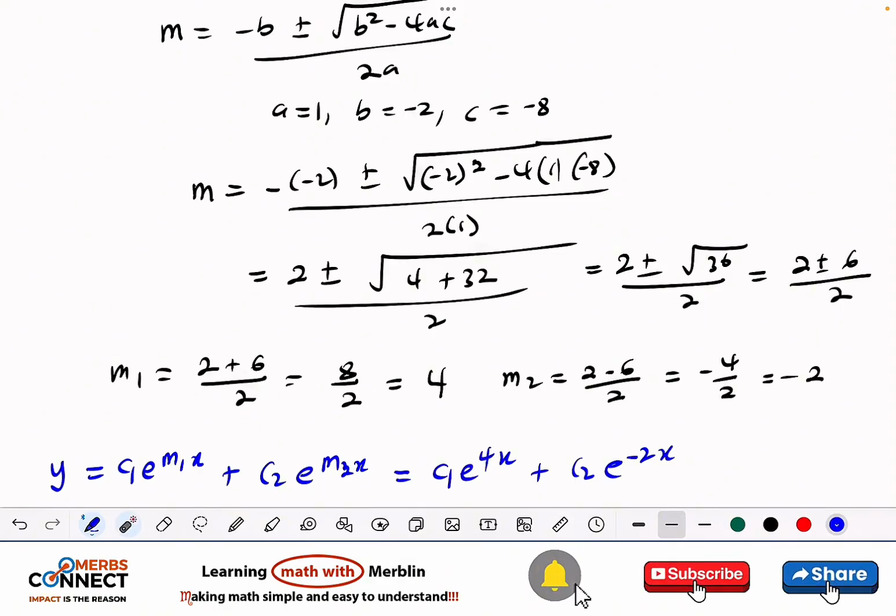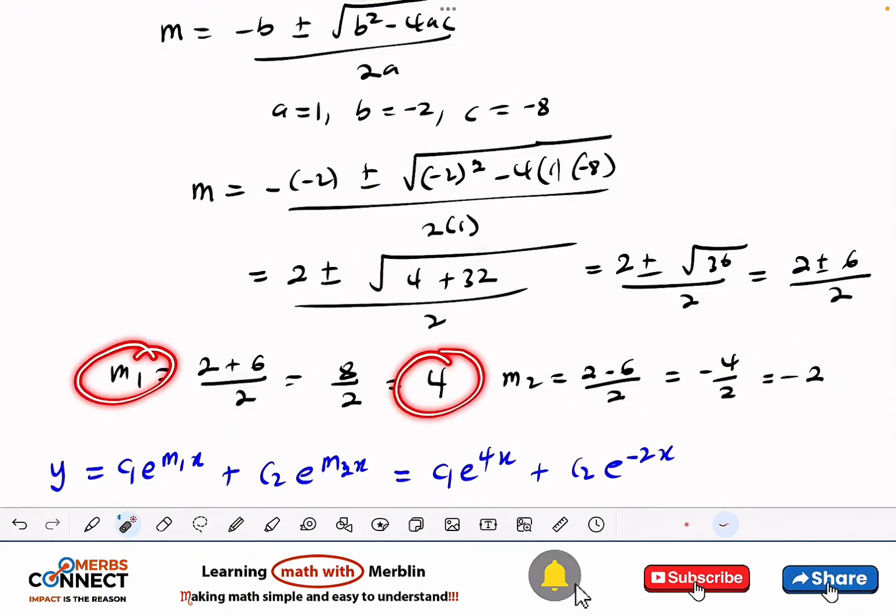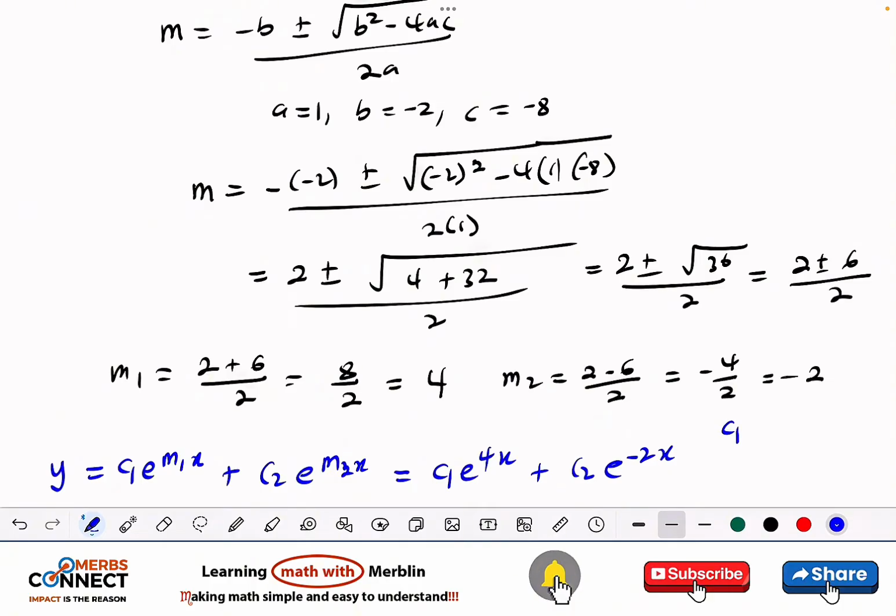Now somebody is asking, what if I chose this one to be m2 and this one to be m1? It's the same thing. If we assume that m1 was equal to 2 minus 6, you're going to get m1 to be this, and then your m2 is going to be this. So your solution is just going to be c1 e to the power minus 2x plus c2 e to the power 4x, and this is also correct. So this is the general solution. Since we don't have an initial condition, we cannot find a particular solution.